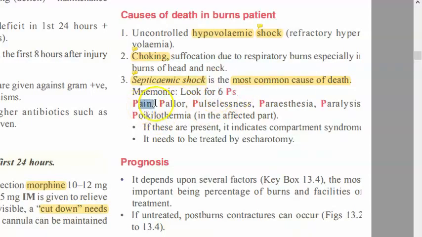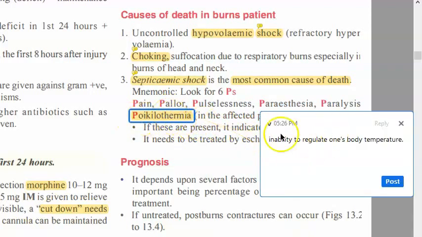Look at this. Look for the 6 P's: pain, pallor, pulselessness, paresthesia, paralysis, poikilothermia. All the septicemic shock they are saying. If these are present, it indicates compartment syndrome. You will have to do escharotomy. Okay. This is something to do with your 3rd degree burn, isn't it? Escharotomy you will have to do, because if there is compartment syndrome.